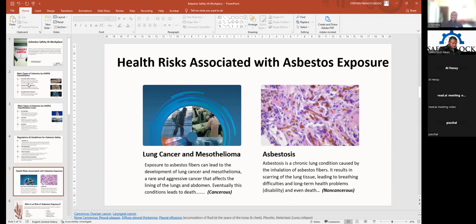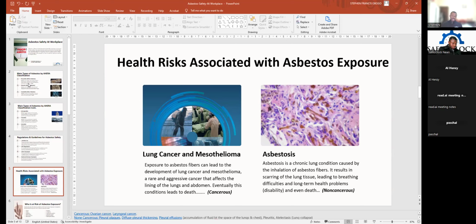And also for the non-cancerous aspect, like I've said about asbestosis, we also have what we call the pleural plaque. We have the diffuse pleural thickening. The pleural plaque will just affect some portion, some parts of the pleural membrane within the lungs. On the other hand, diffuse pleural thickening tends to affect the larger part, the entire pleural membrane of the lungs.